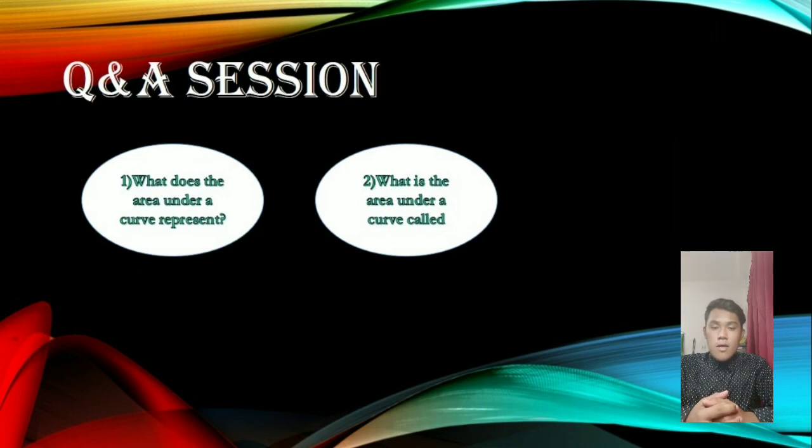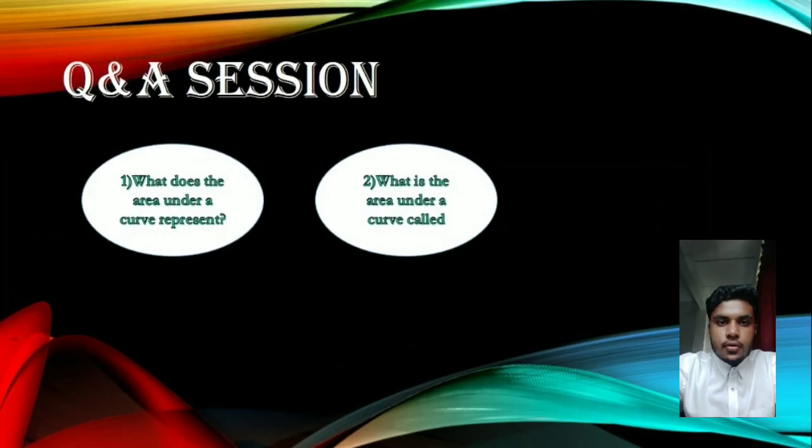Question 2. What is the area under a curve called? The answer to question 2 is that the area between the curve defined by a positive function f and the x-axis, between two specific values, is called the definite integral of f between those values.